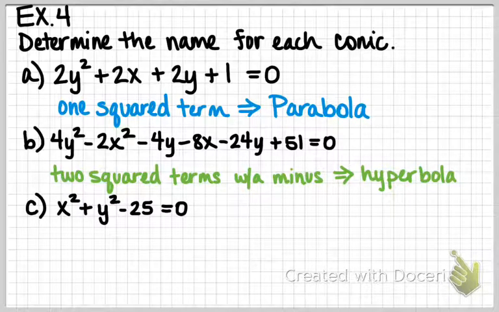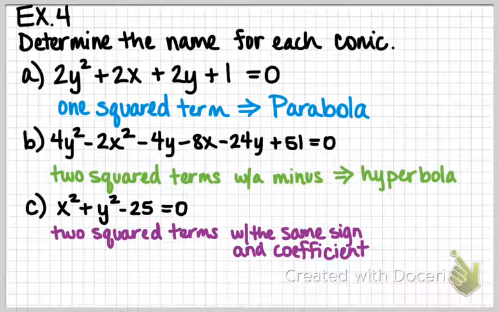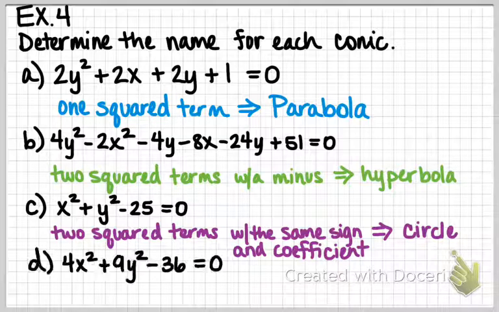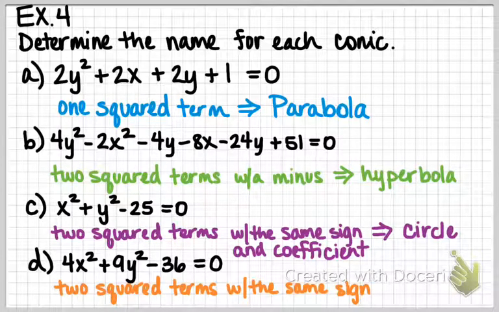C, I've got x squared plus y squared minus 25 equals 0. So I have two squared terms that have the same sign and the same coefficient. So that will make this a circle. Same sign and coefficient makes it a circle. And then last, 4x squared plus 9y squared minus 36. I have two squared terms with the same sign, but they're different numbers. Notice the 4 and 9. So that will make this an ellipse.